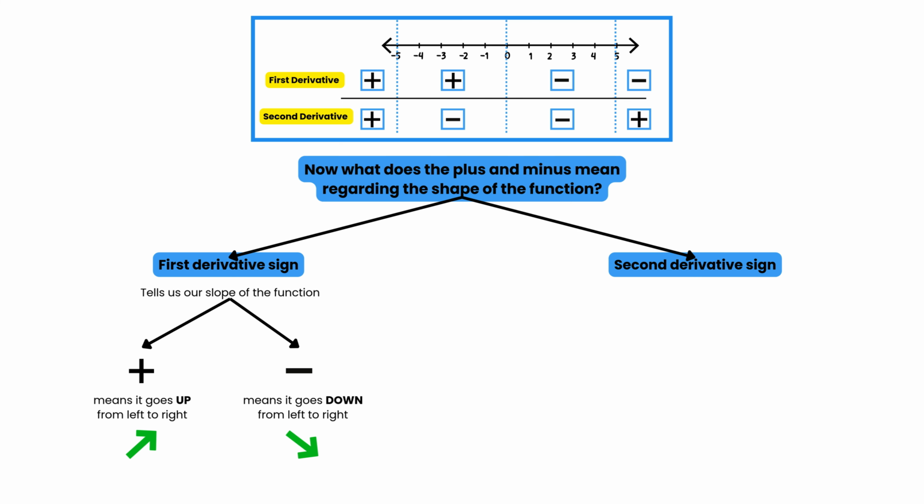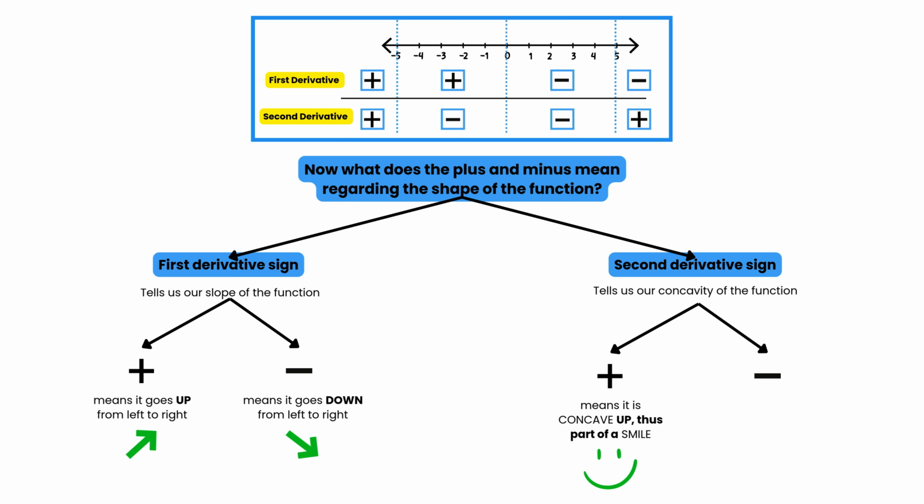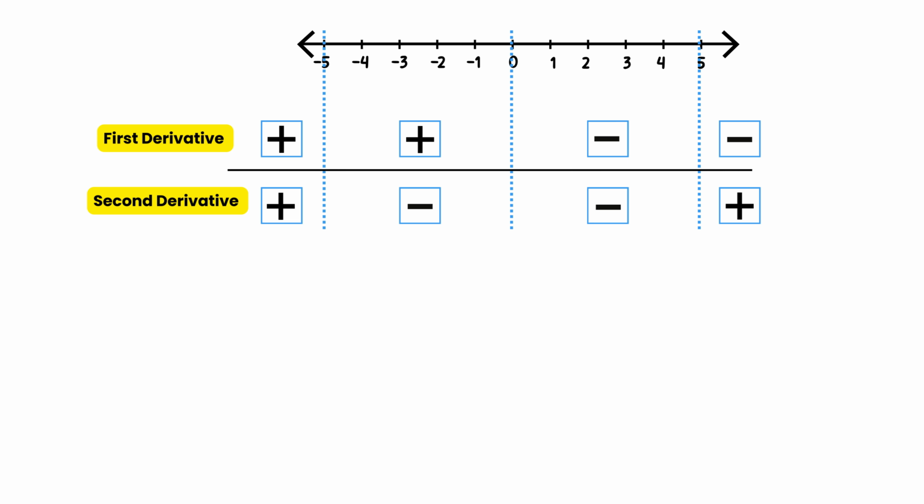The second derivative tells us about the concavity or curvature of the graph. If the second derivative is positive, the graph is concave up, part of a smile. If it is negative, the graph is concave down, part of a frown. When we now add this information to our derivative number line, it gives us the perfect summary of what the shape of the graph should look like when we sketch it.